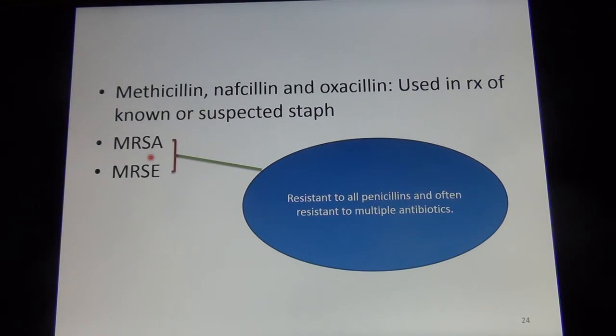And MRSA, methicillin resistant Staphylococcus aureus, and also methicillin resistant Staphylococcus epidermidis, are resistant to all penicillins and often resistant to multiple antibiotics. So these are one of the problems we have in the hospitals, where patients develop resistance to antibiotics, and when they develop resistance to penicillins, for example, they are usually also resistant to other antibiotics.